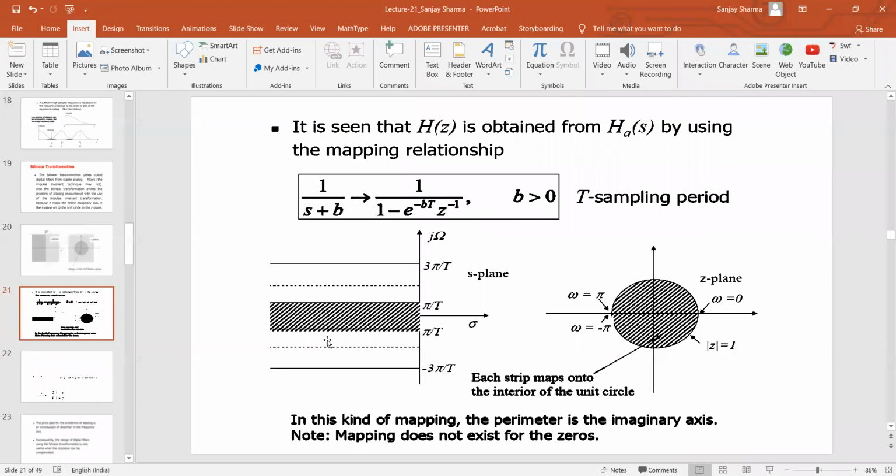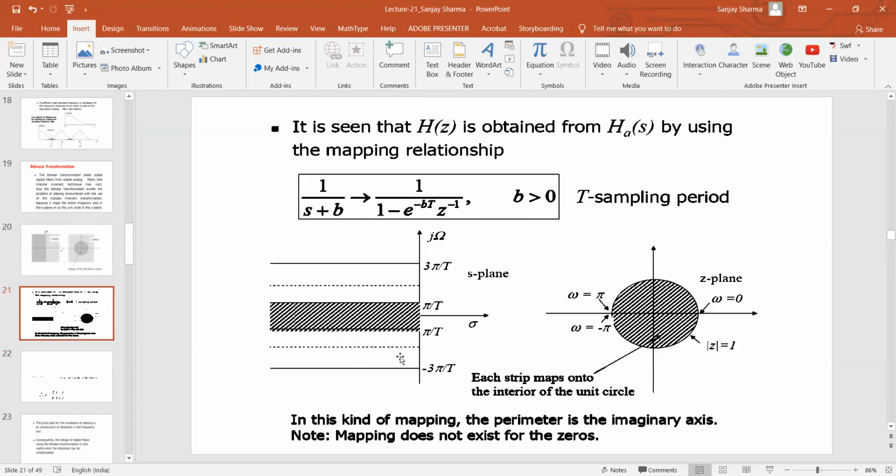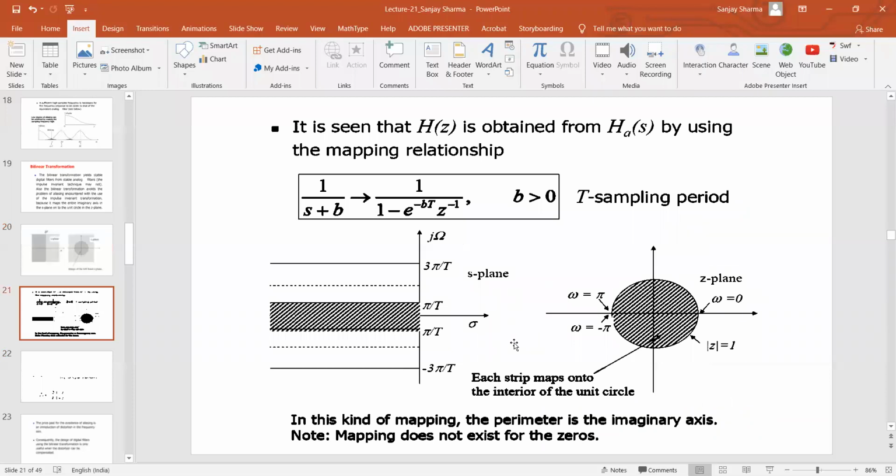So this was the explanation for the impulse invariant method, where each strip maps into the interior of the unit circle. But in the bilinear transformation, that's the difference. These two slides explain the difference between the mappings: this is the bilinear transformation, and this is the impulse invariant method.